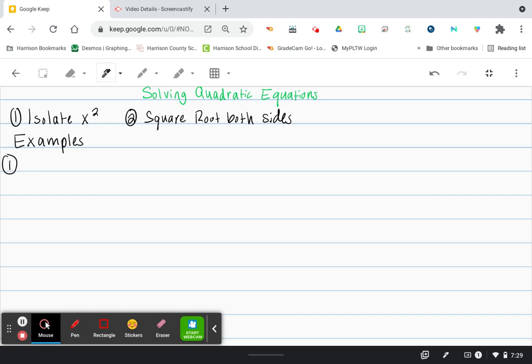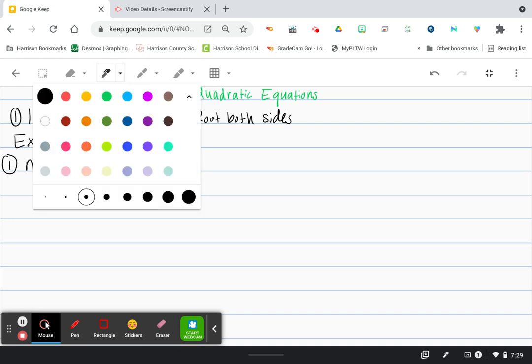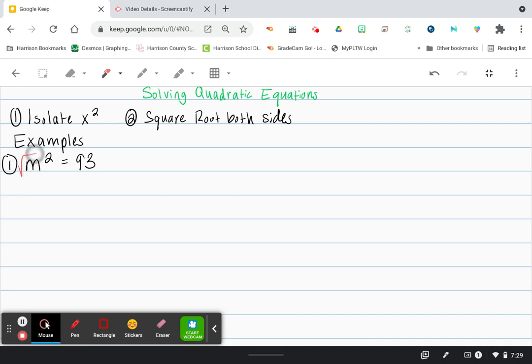Number one, start pretty basic here. Let's say we have m squared equals 93. Now I said isolate the x squared. This is m. That's okay. You just isolate the variable squared. Since the m squared is already all by itself, you can go straight to square rooting both sides of the equation. And again, what you do to one side, you do to the other. Now when you square root, that will undo or eliminate the squared, and it's going to leave you with just the variable, which is m.